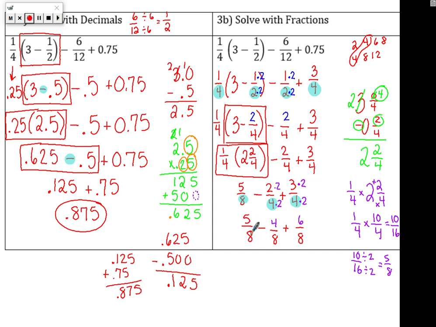Now we know to finish this off, when there's subtraction and addition, you just move left to right. So first I'll do 5/8 minus 4/8. I know it gives me 8 because in adding and subtracting it doesn't change your denominator. And 5 minus 4 is the number 1. Then I'm supposed to add to that 6/8, which I know will give me 8, and then 1 plus 6 gives me 7. 7/8 is the same answer as 0.75.